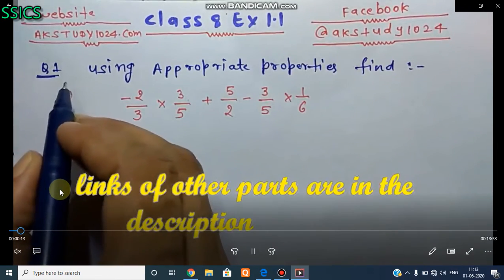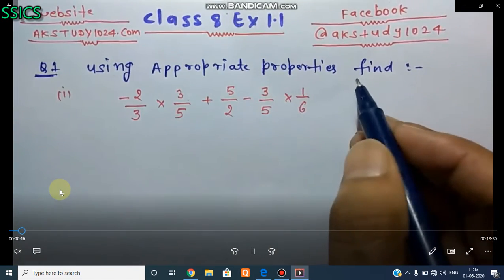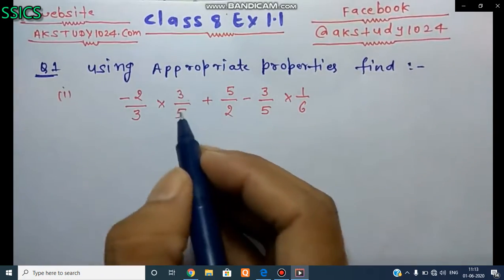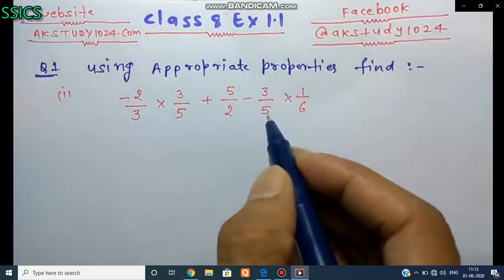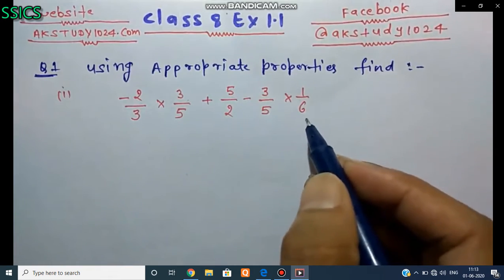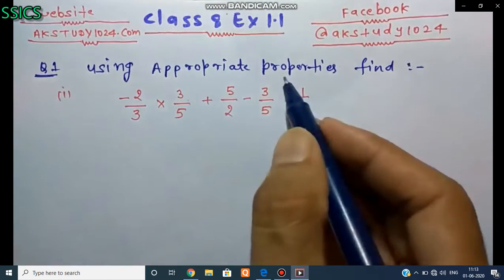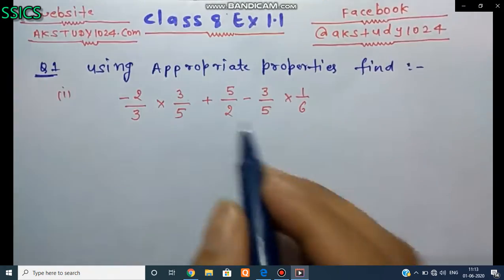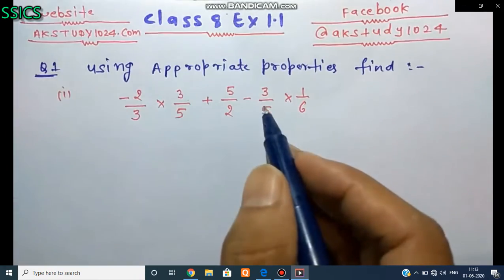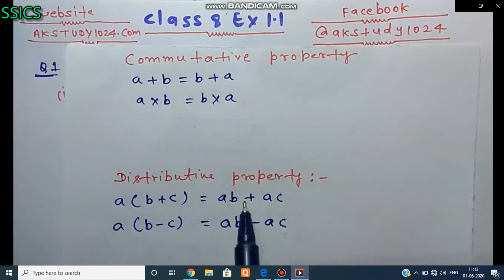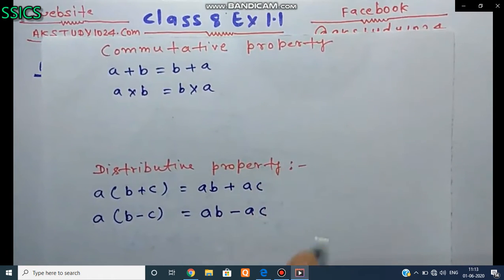See, here is one problem using properties. Find -2/3 into 3/5 plus 5/2 minus 3/5 into 1/6. The terms are arranged randomly in the problem. So here, with all these operations, we can discuss some of the properties.